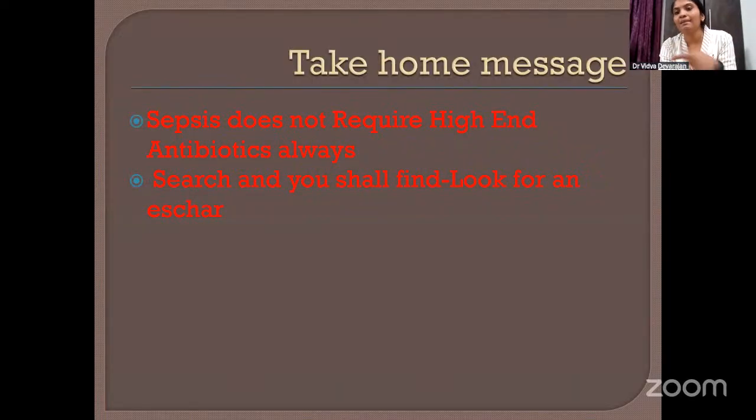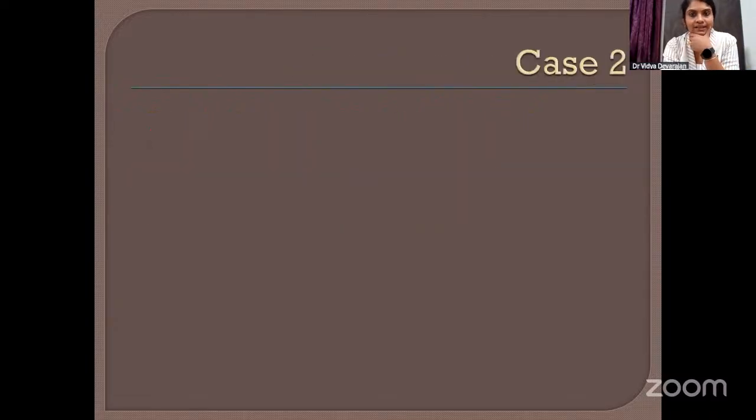So take home message from this case: sepsis does not always require high-end antibiotics. Search and you shall find. Definitely look for cutaneous manifestations. One of those is an eschar in this patient.